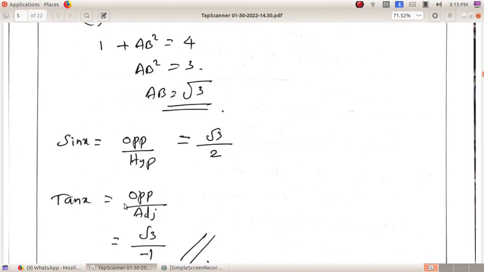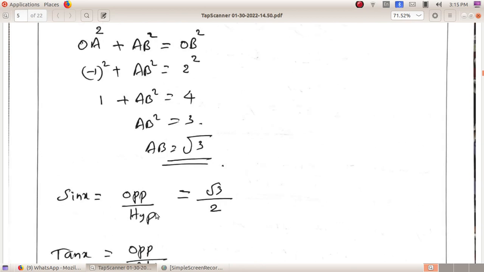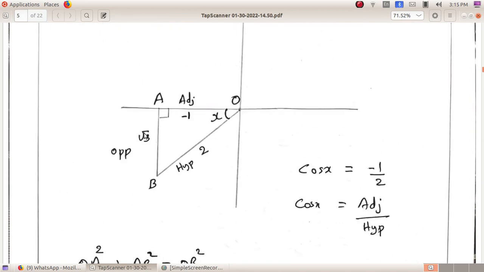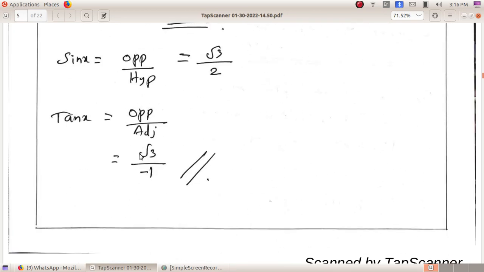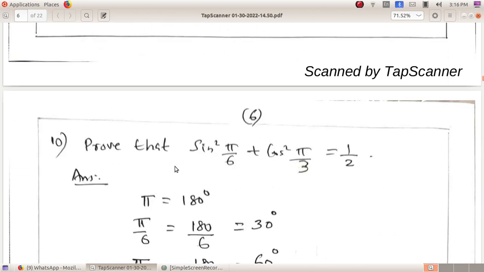Then tan x is what? Opposite side by adjacent side. What is the opposite side? Root 3. Adjacent is minus 1. So this can be taken as minus root 3. Minus root 3 by minus 1, right?